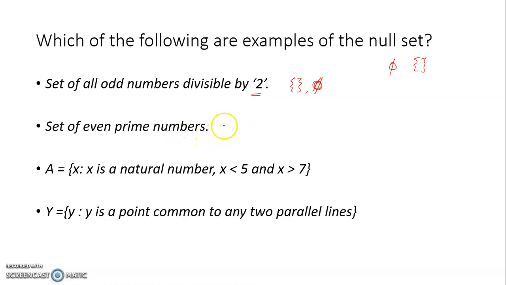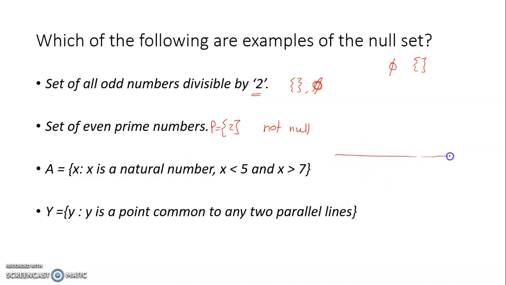Set of even prime numbers. I know there is a number called 2 which can be a member of this set. So it is not a null set, not an empty set. There is a member in it. Next: x such that x is a natural number which is less than 5 or greater than 7.